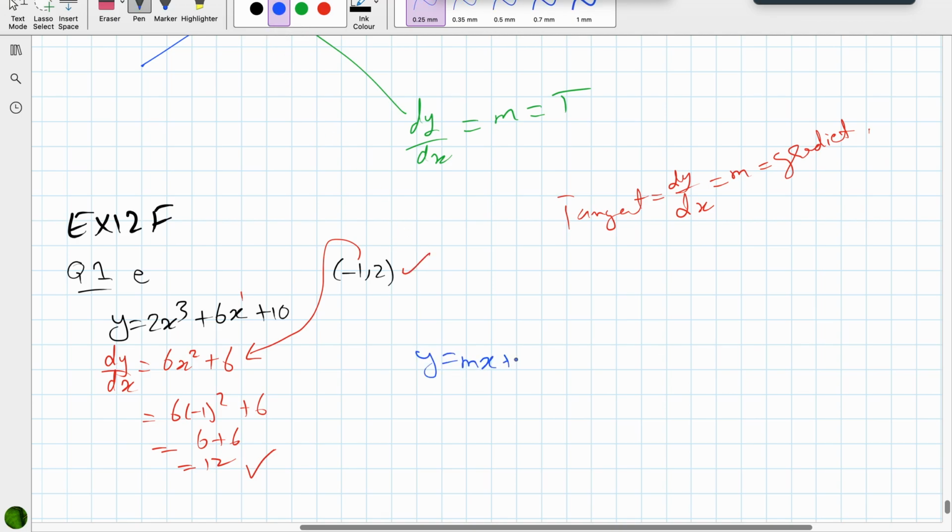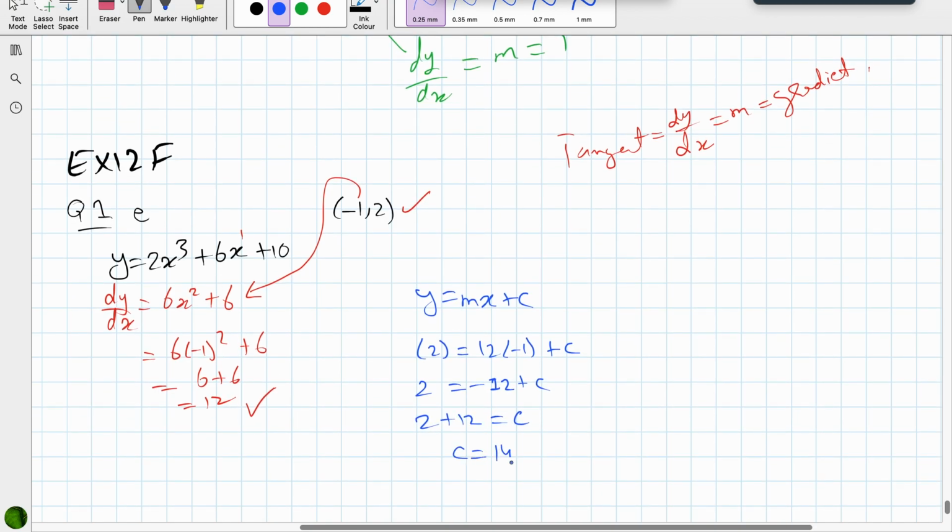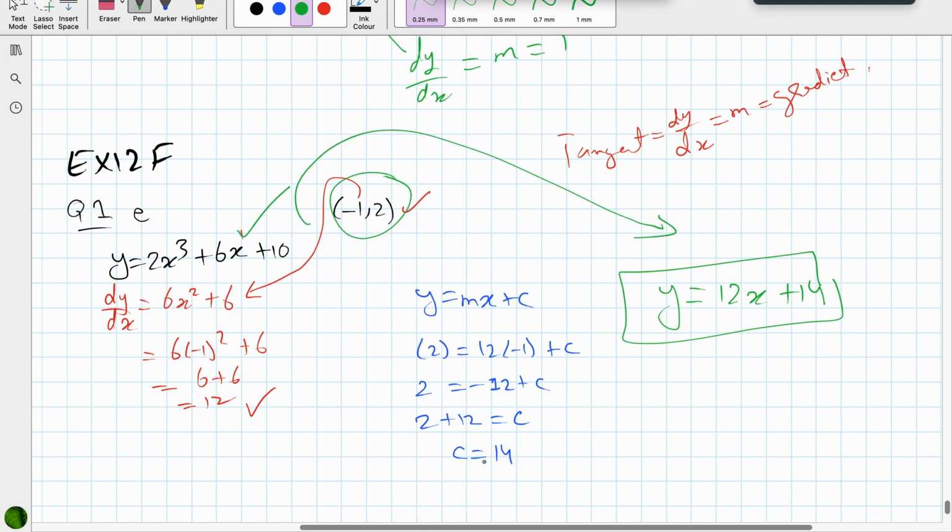Now we have the gradient and the point, and we can go for y equals mx plus c. Y is 2, gradient is 12, x is minus 1, c is unknown, so 2 equals minus 12 plus c. 2 plus 12 is equal to c. C is equal to 14. So finally the equation is y equals 12x plus 14. So the equation of tangent at point -1, 2 for this equation is this.